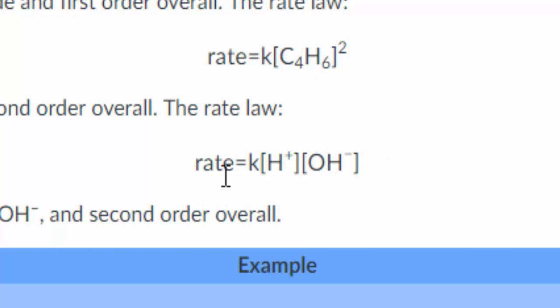And here in this example, rate equals K times the concentration of H plus times the concentration of hydroxide. The rate is first order with respect to either of our reactants, but overall this is a second order reaction because we add up those exponents. Remember, the absence of a number is assumed to be 1, not 0.